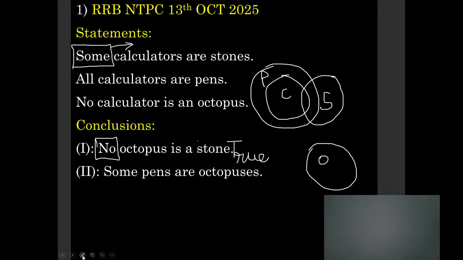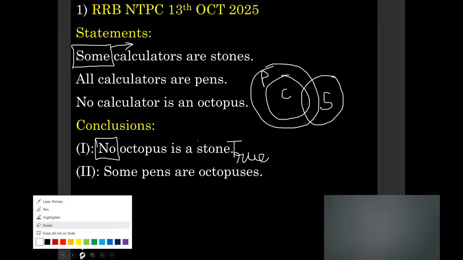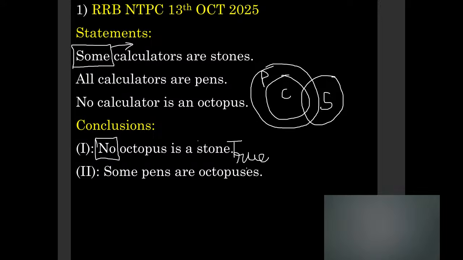So let us try to intersect that diagram. I'm just intersecting octopus and stone. I'm cross checking whether it becomes false or not. So in order to make it false, I'm intersecting octopus and stone. Okay, octopus and stone both are intersected. So as I already said, when we have no, it should not intersect. Here it is intersecting. So as those are intersecting, the first one becomes false. But in that scenario, our diagram should be true. Diagram can be true based on the statements.